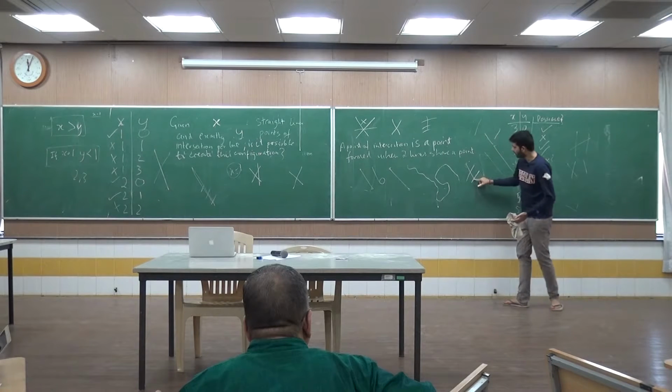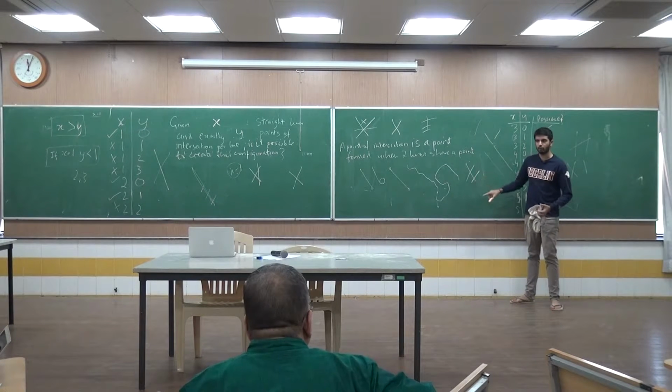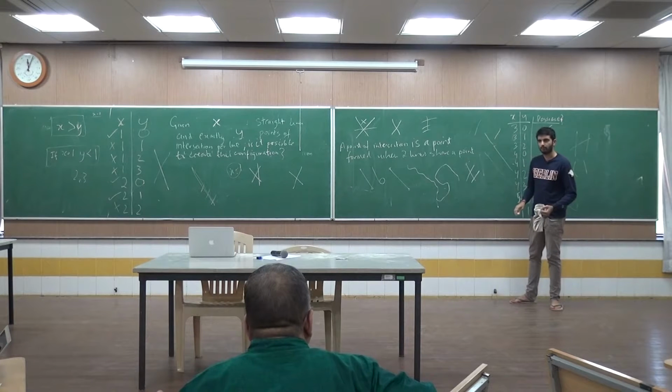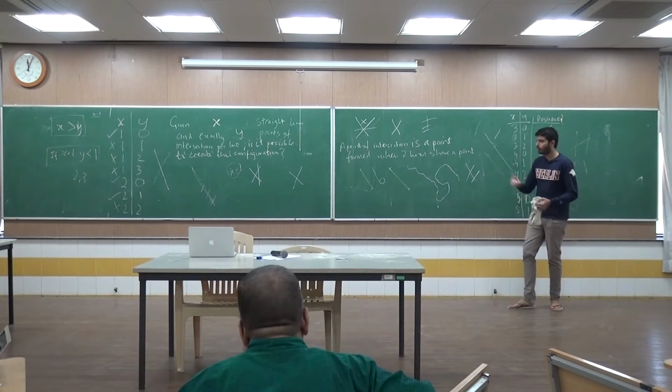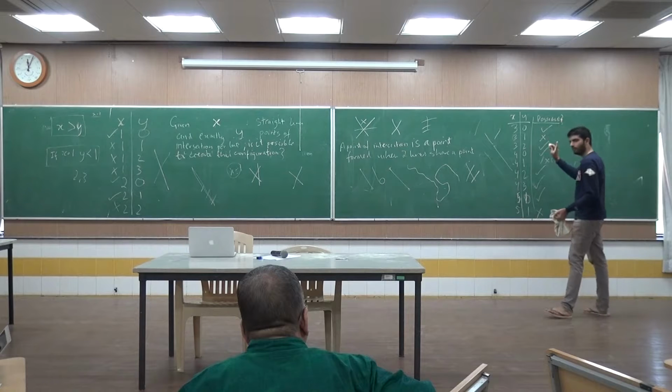But if it has 1 point of intersection, then one of the other lines will have 2 points of intersection. So we have equal number of. Yeah, you want one, not just equal. Here we want one. Okay.